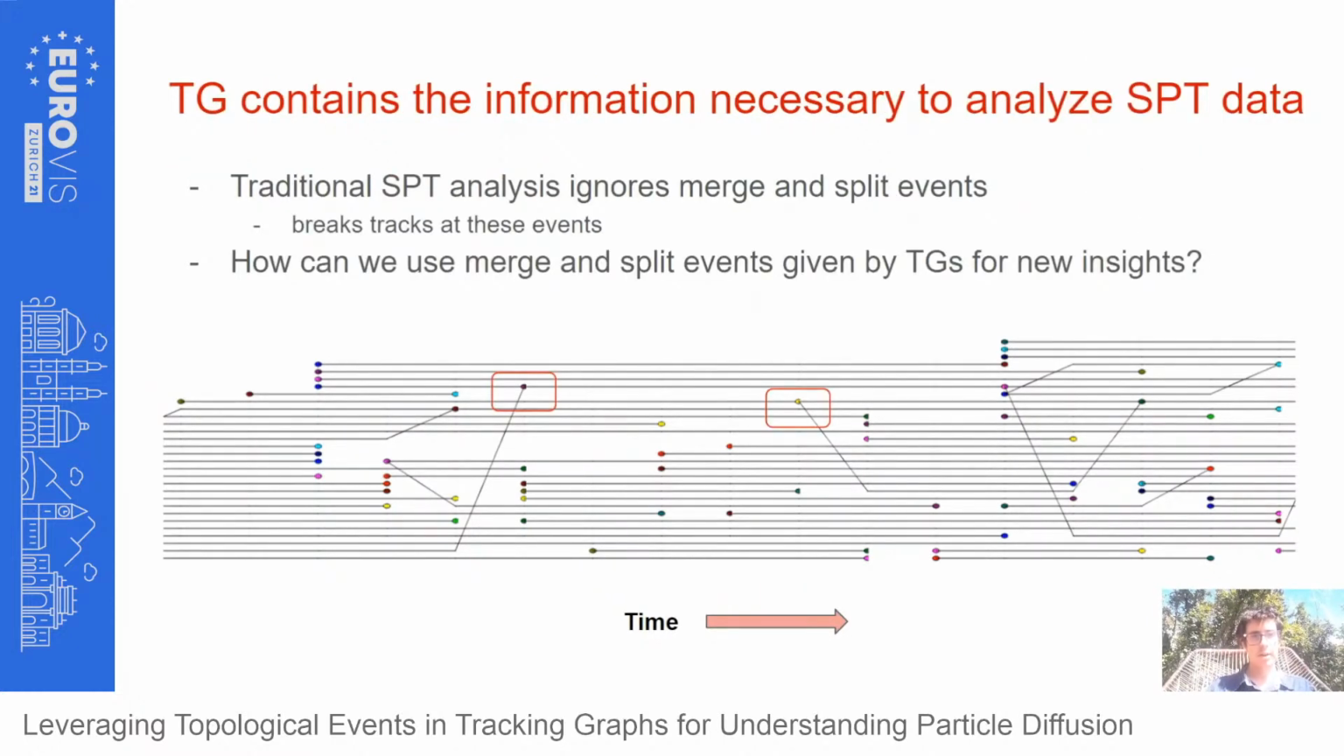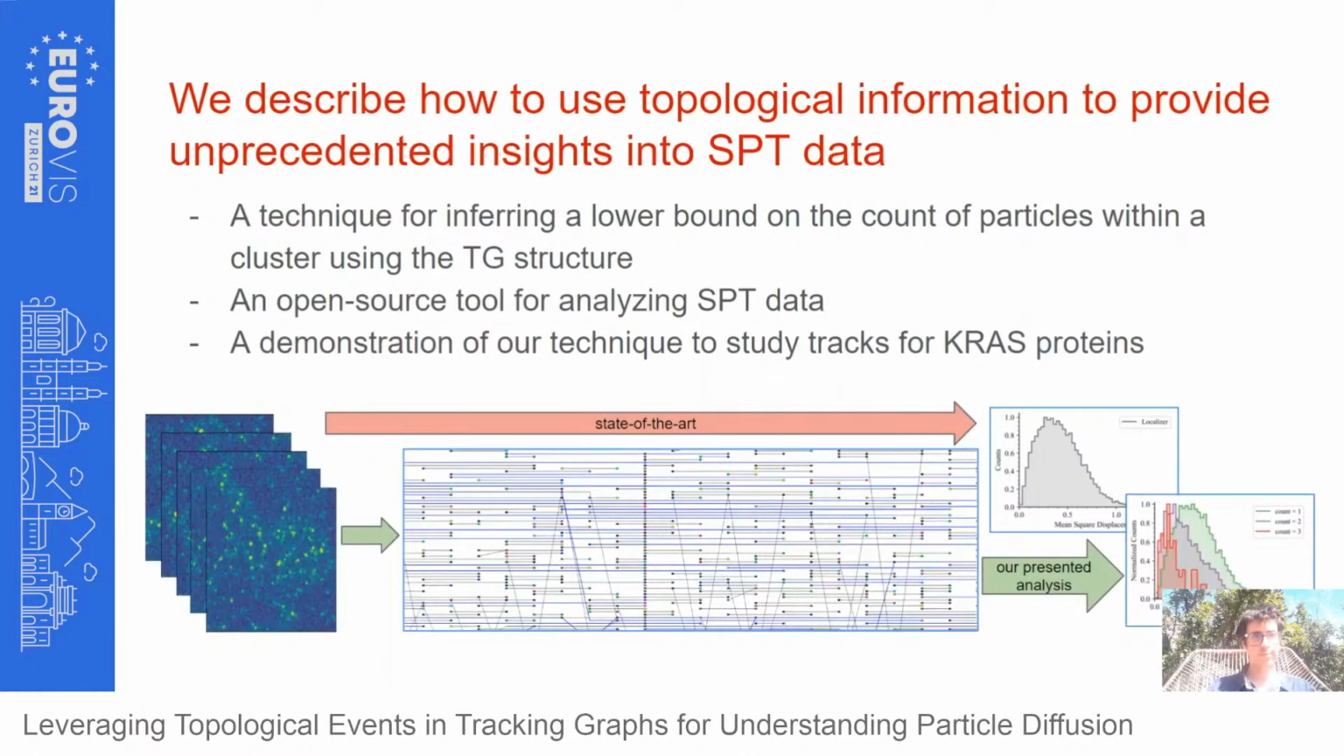One of the first things we noticed is that for specific lipid bilayer compounds, we see the occurrence of merge and split events within the tracking graph structure. It's important to note that the traditional SPT analysis ignores these events, and for doing diffusion analysis, tracks that contain these events are broken into individual segments.